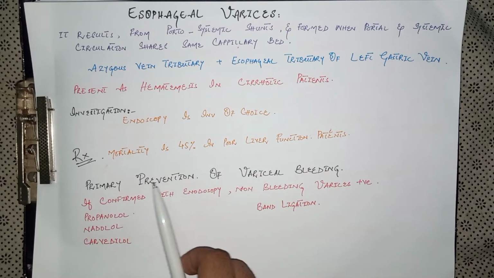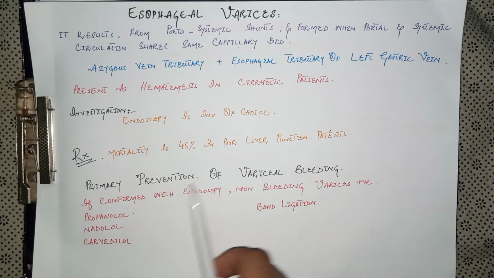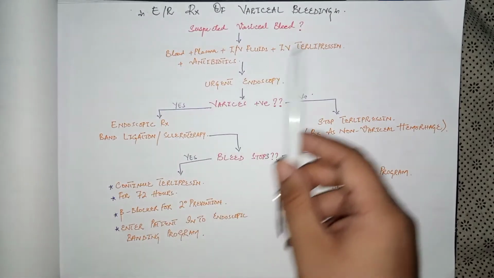Now come to the primary prevention of variceal bleeding. If endoscopy confirms that the patient has non-bleeding varices, then give this patient propranolol, nadolol or carvedilol. These are beta blockers. Basically these drugs reduce the heart rate, and they also have a vasodilating effect. As a result, these drugs reduce the portal hypertension. If the patient cannot tolerate propranolol, nadolol or carvedilol, then the second option for primary prevention is band ligation of the varices.